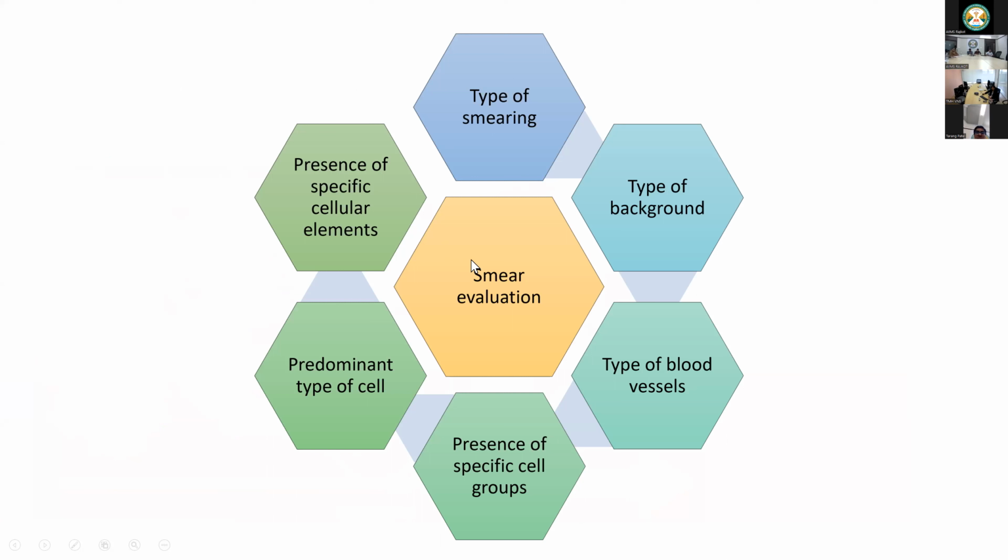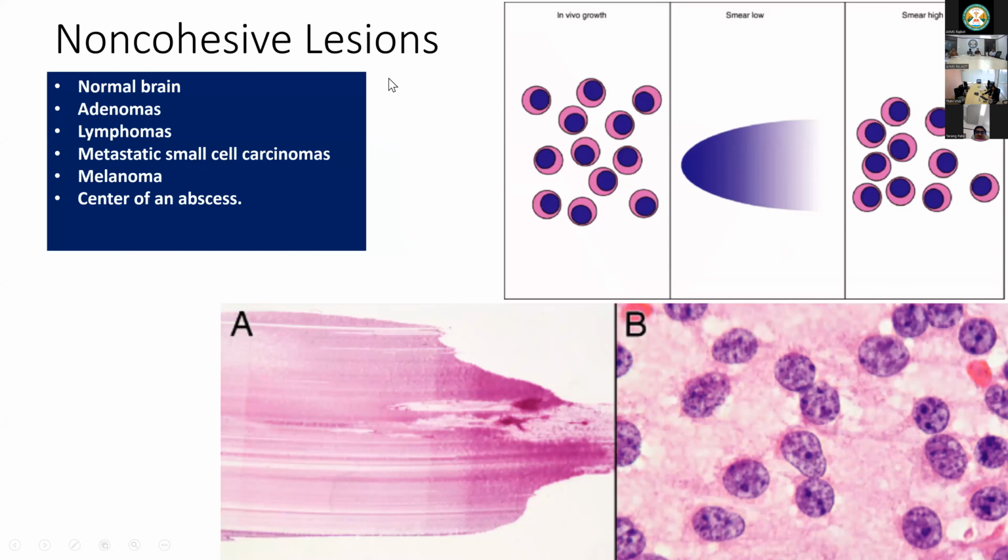Now, microscopic examination, the smear evaluation. These parameters are being evaluated, and I will discuss them one by one: the type of smearing, the type of background, type of blood vessels, any presence of specific cell groups, predominant cell type, presence of specific cellular elements. So the type of smearing: the non-cohesive lesions like the normal brain, pituitary adenomas, lymphomas, melanomas, metastatic small cell carcinomas, they will show an even gradient while smearing, and the cells will be individually dispersed.